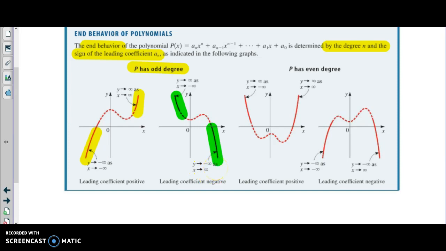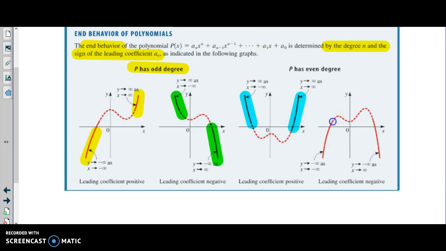When I look here where p has an even degree, notice how both ends of the graph are facing upwards. That means your leading coefficient is positive. So y goes to infinity as x goes to negative infinity, and y goes to infinity as x goes to infinity. So both x and y are positive.